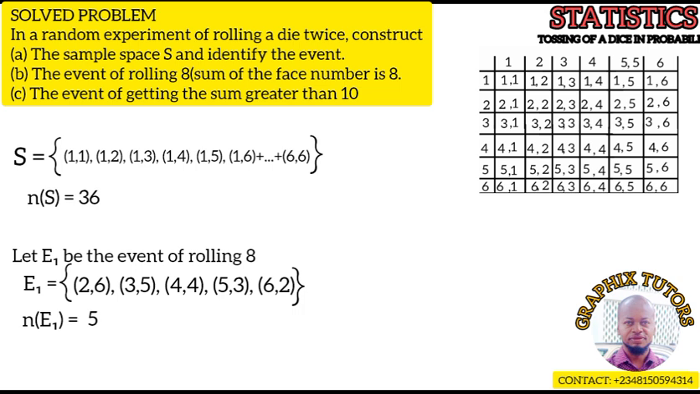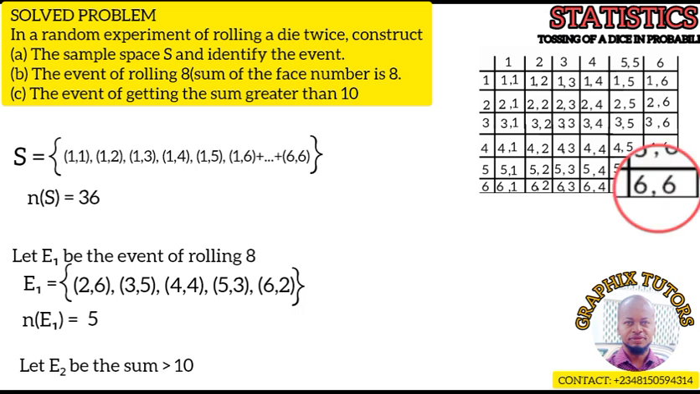Now the next thing that we're told to do is getting the sum greater than 10. So you say, let E2 be the event of getting the sum greater than 10. When you say anything is greater than 10, it means you start from the next value. And the highest value we have here is 12. How did I know that? The last pair we have here is (6,6), and 6 plus 6 is 12. So it will not be more than 12. So when you say greater than 10, you start from 11. So any pair of numbers that you add that gives 11 and above will be our answer.